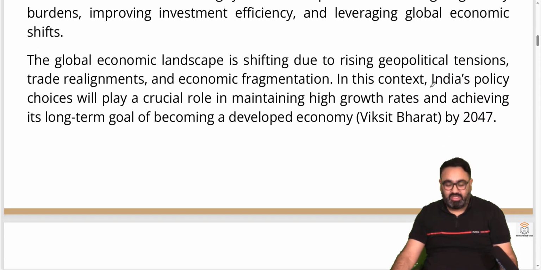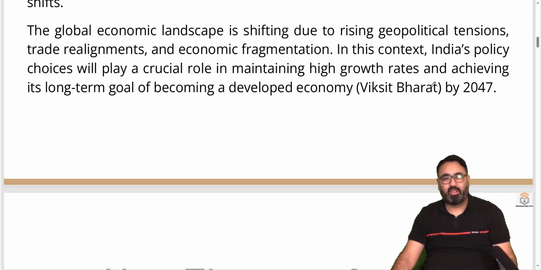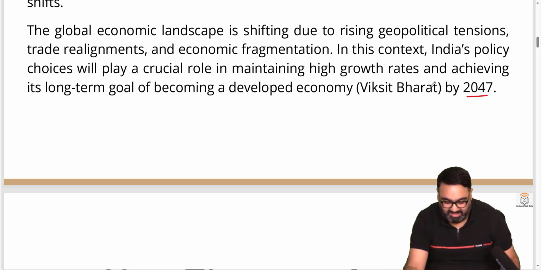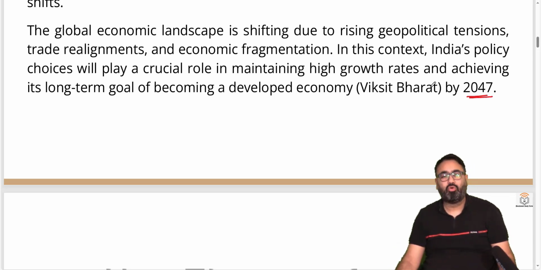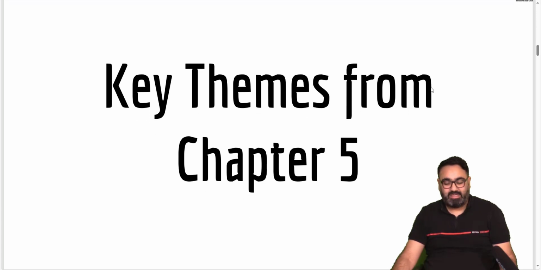So as I told you, this chapter mainly talks about how India will become a developed economy. As you know, the government's aim to have a Viksit Bharat is by 2047. That's a long-term goal. But how do we want to go there, or how can we achieve that? That is what depends on the medium-term strategy. So let's discuss the key themes from chapter number 5.